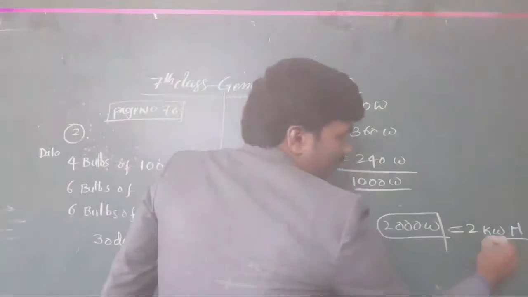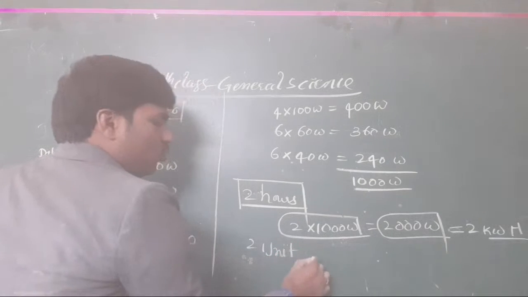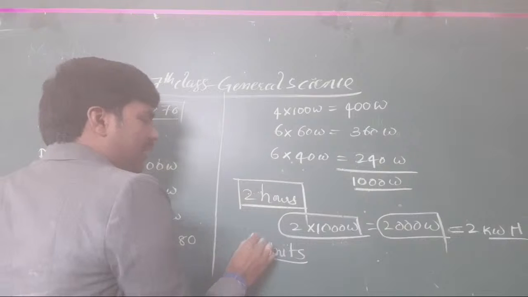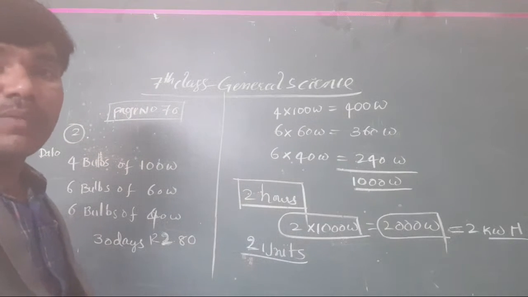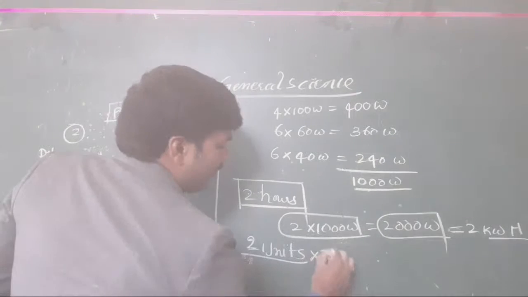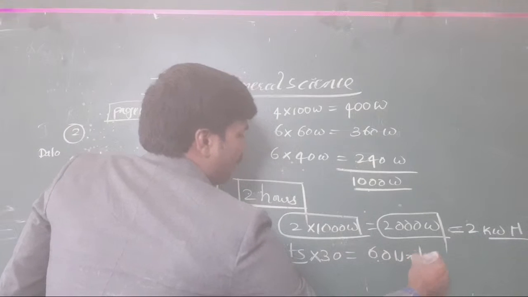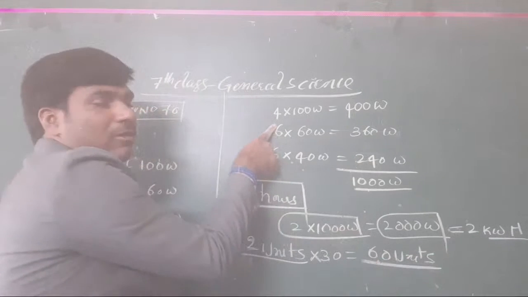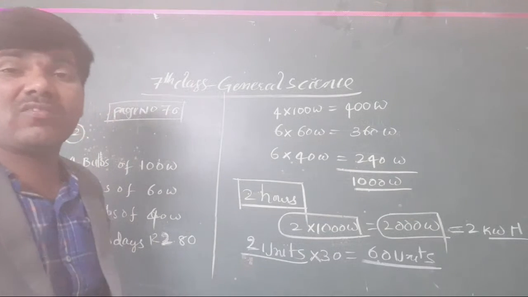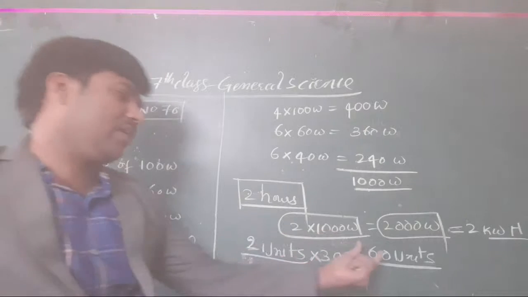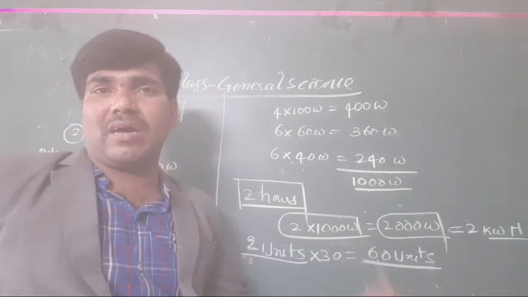Kilowatt hour means 1 unit of power is required. 2 units per day, 2 units of power may be consumed here. How many days? 30 days. Then how many units? 60 units of power may be used for the bulbs in the 30 days. Okay, clear or not all of you?